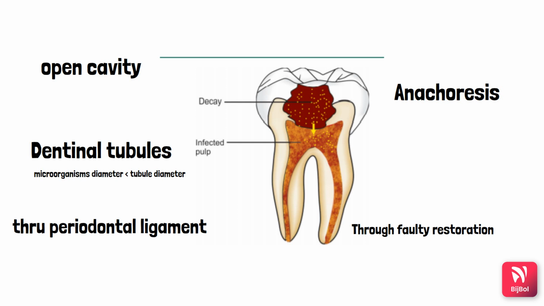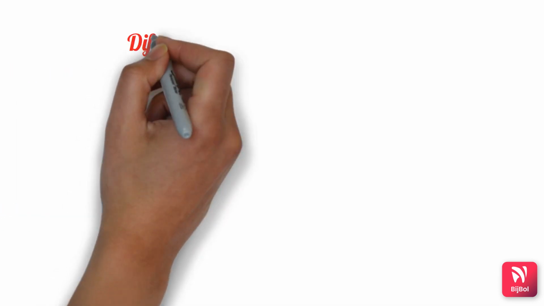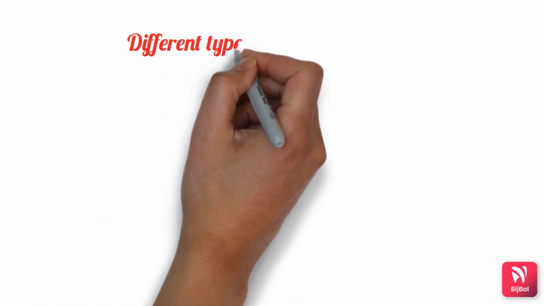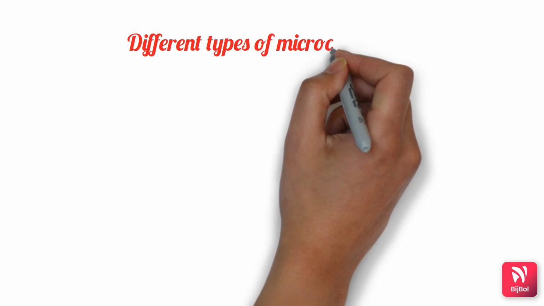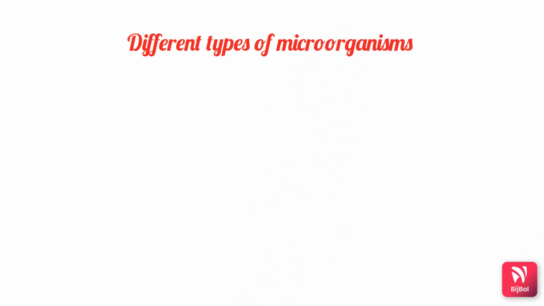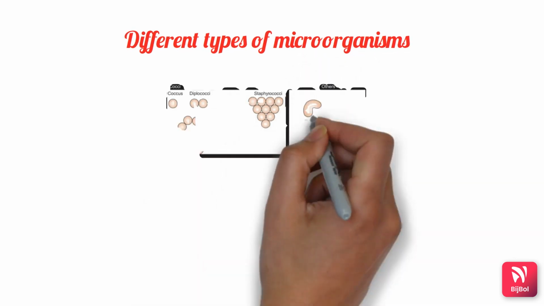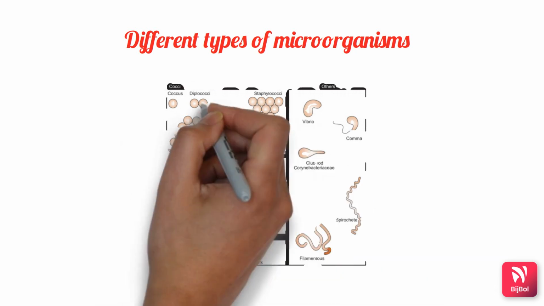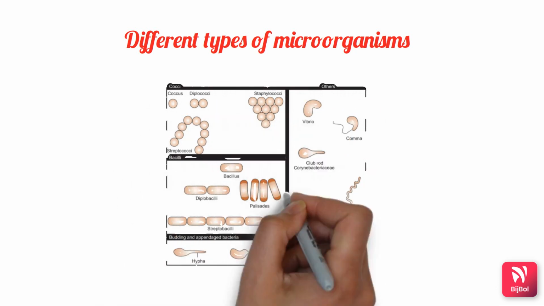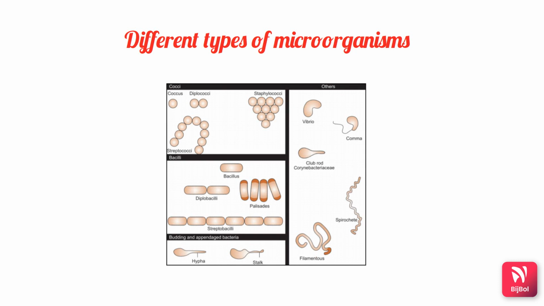If you see, the different types of microorganisms available are the cocci, in which we have the coccus, staphylococcus and streptococci. And the bacilli, in which we have a variety such as the Bacillus, Diplobacillus, Palisade and the Streptobacilli. And others such as the Corynebacterium, Vibrio, Corynea and the filamentous bacteria.